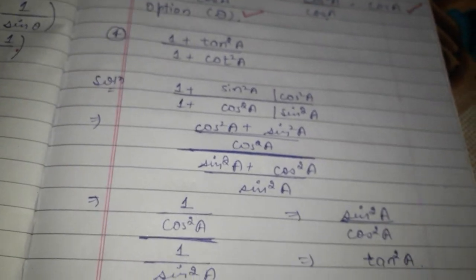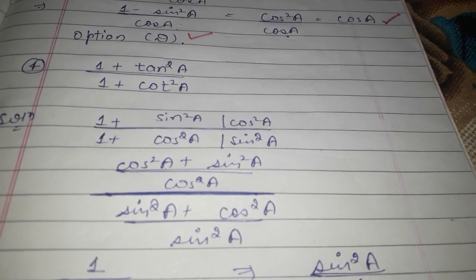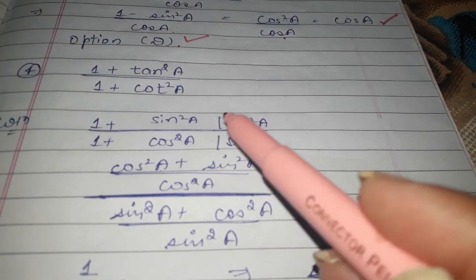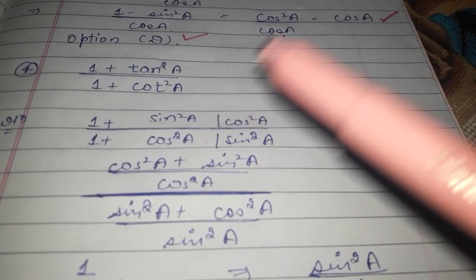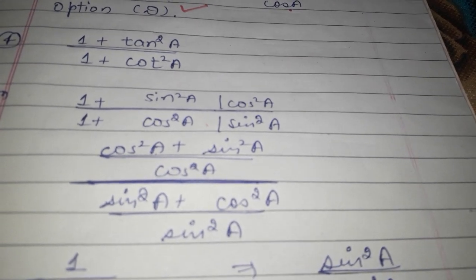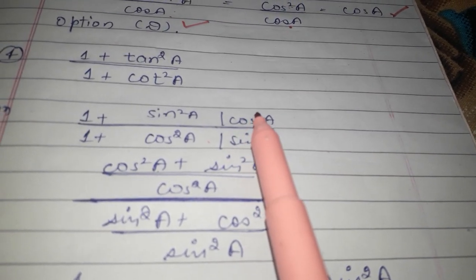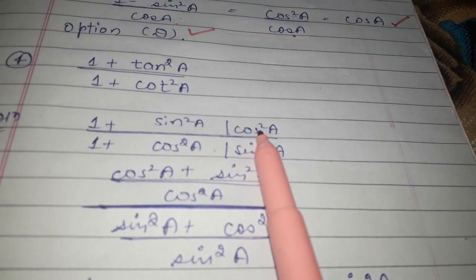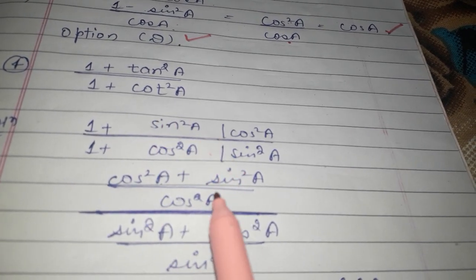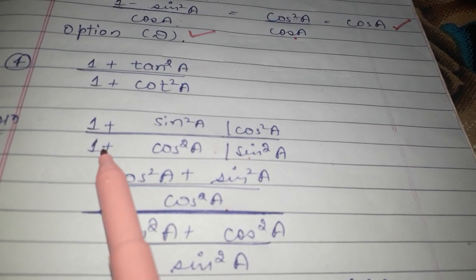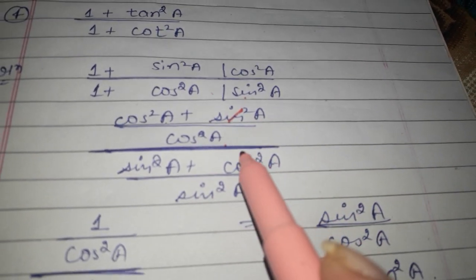Now the last, fourth part is (1 plus tan square A)(1 plus cot square A). Tan square A is written as sin square A upon cos square A. Cot square A is written as cos square A upon sin square A. Remaining things are the same. Now when we take LCM, the LCM will be cos square A, so the term will become cos square A plus sin square A upon cos square A. Here it will become sin square A plus cos square A upon sin square A. This will get cancelled out.